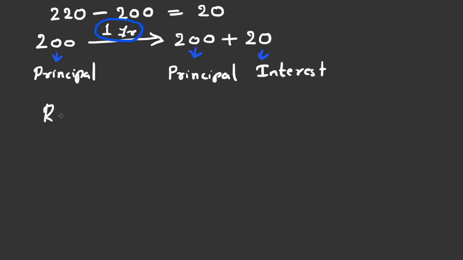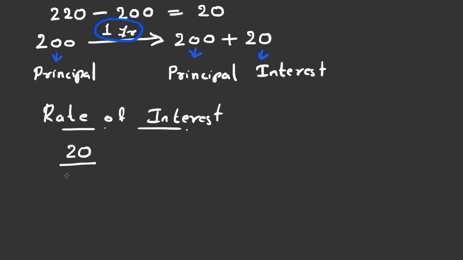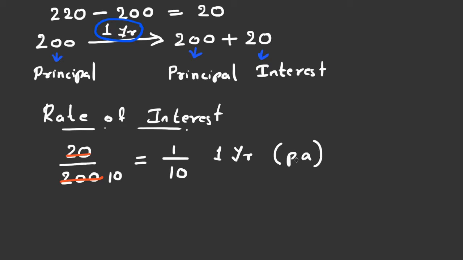Now we are going to understand what is the rate of interest I have to pay. Rate always means how much it is for 1 rupee. In this case, I have to pay 20 rupees as interest for 200 rupees after 1 year. That is, I have to pay an interest of 1/10 rupees for 1 rupee I have borrowed after 1 year or per annum. Per annum means annually. Annually means yearly. So it is the same. So I have to pay 1/10 rupees for 1 rupee per annum as interest.